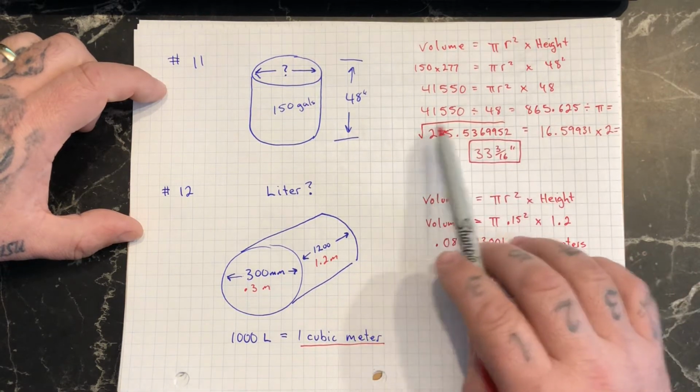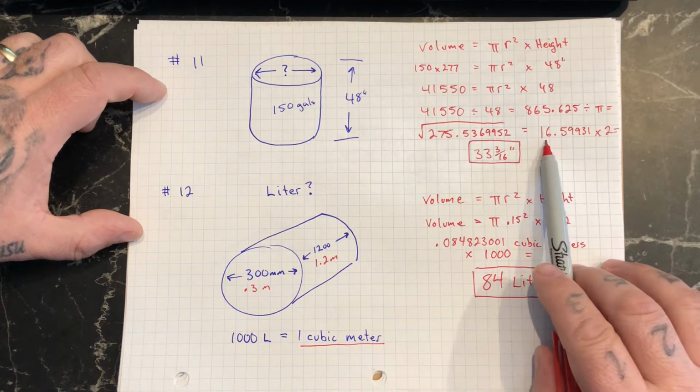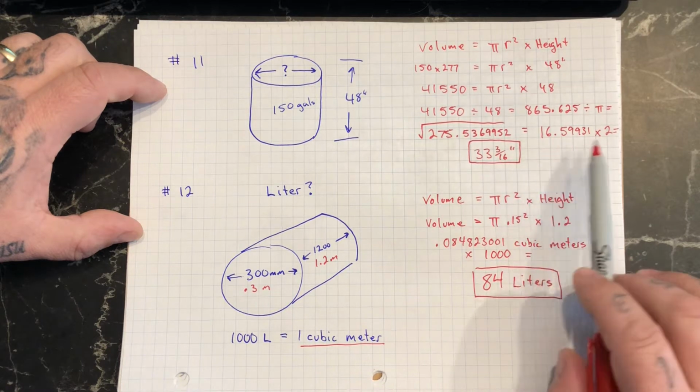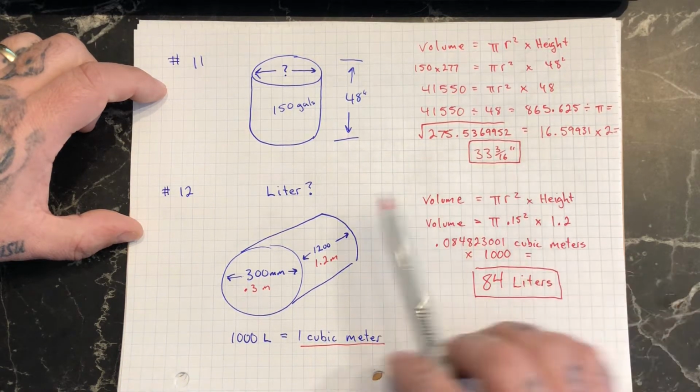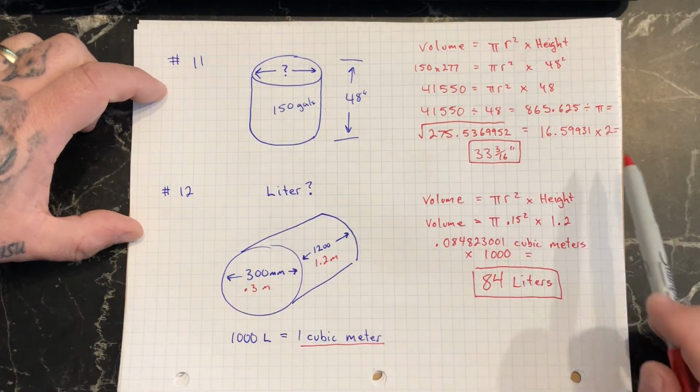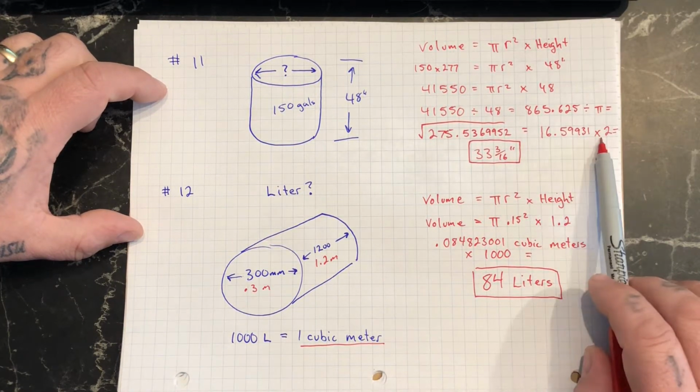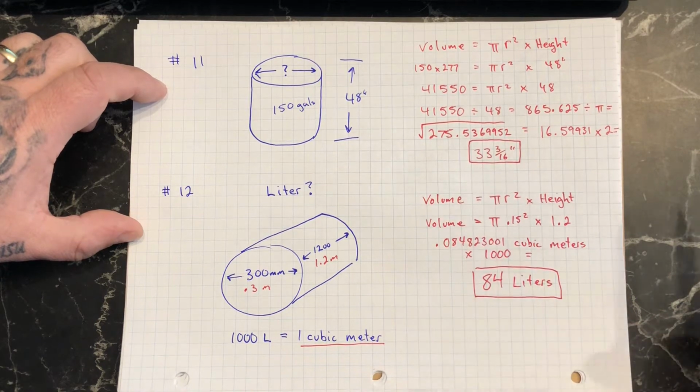275.53699952. Square root it, and that gives us our radius of 16.59931. But we are looking for a diameter, so we have to multiply that by 2, which gives us 33 3/16.